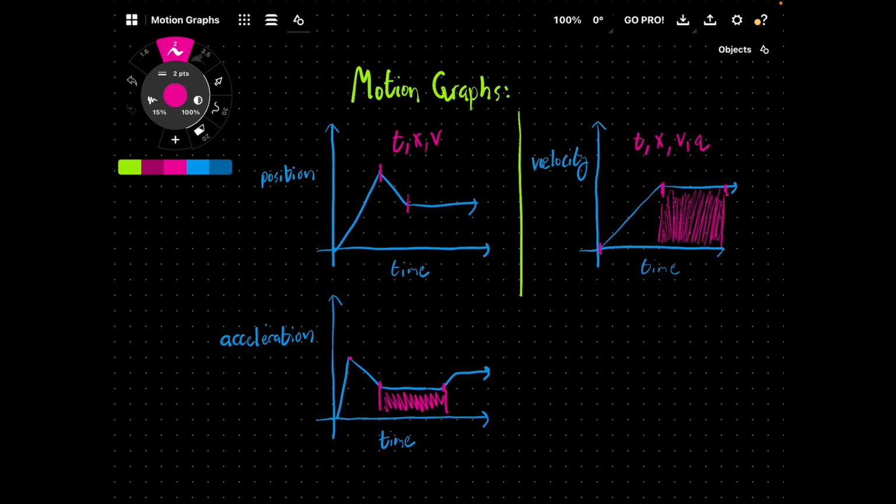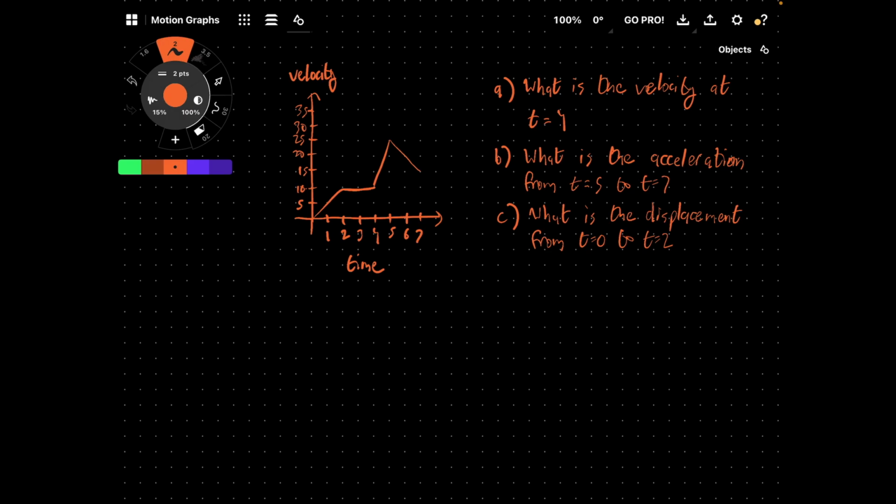So it can't figure out as many things as the velocity graph, but it can figure out time, velocity, and acceleration, just not position. Enough with demonstrating how the graphs work. Let me pull up a quick example and let's solve it. I drafted up a quick problem over here, and this has 3 parts. Number 1, what is the velocity at t is equal to 4? Number 2, or part B, what is the acceleration from t is equal to 5 to t is equal to 7? And last but not least, what is the displacement from t is equal to 0 to t is equal to 2?